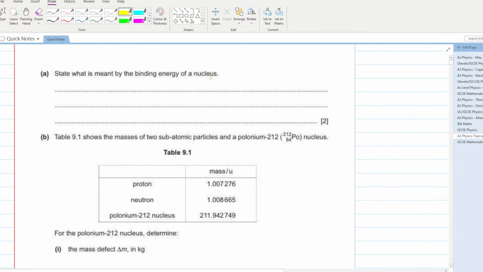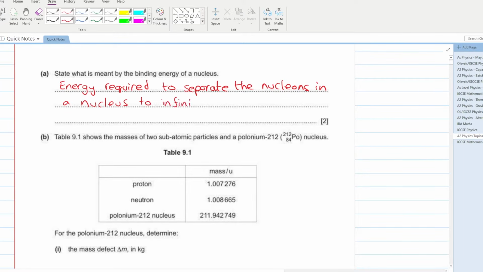State what is meant by binding energy of a nucleus. So the energy required to separate the nucleons in a nucleus to infinity. Simple as that. This is your binding energy.